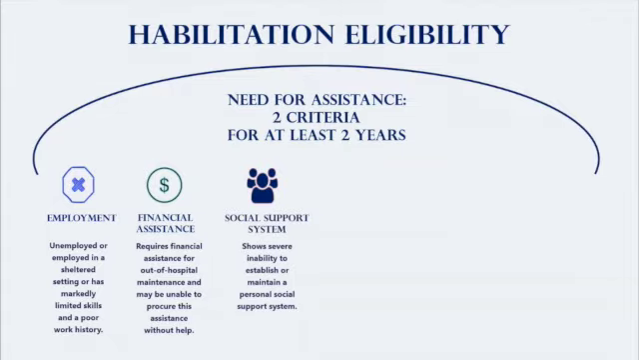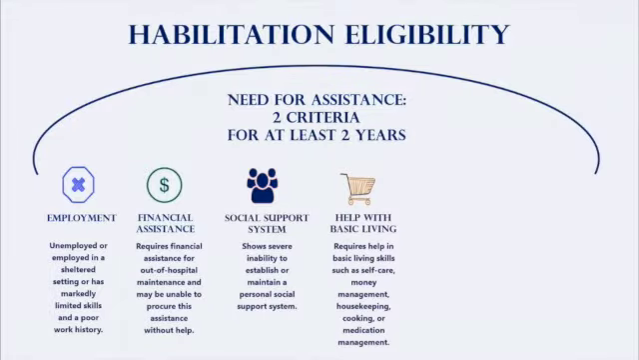The student or person shows severe inability to establish or maintain a personal social support system. 4. The student or person requires help in basic living skills such as self-care, money management, housekeeping, cooking, or medication management. 5. The student or person exhibits inappropriate social behavior that results in demand for intervention.